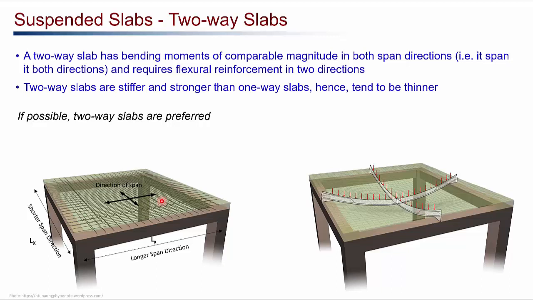Two-way slabs are stiffer and stronger than one-way slabs and hence tend to be thinner as well. So wherever possible, we need to provide two-way slabs because they are thinner and stronger as well.